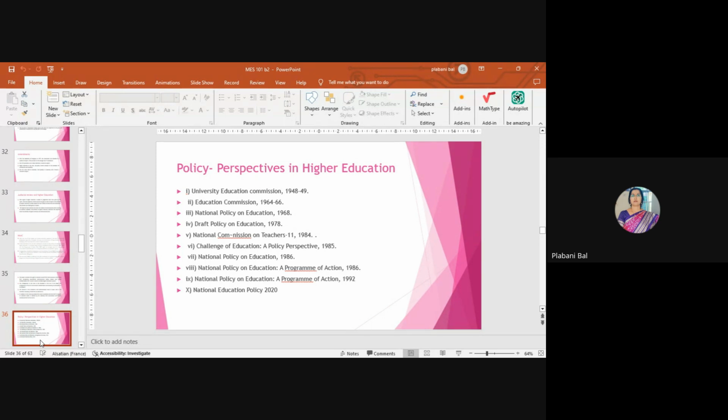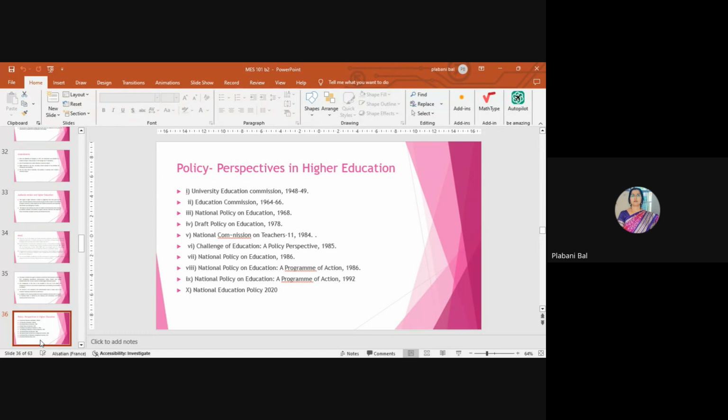So next we will proceed to the policy perspective in higher education. When we say policy perspective, you will know what the major landmarks are in the evolution of policy in higher education. There are different policies, starting from 1948-49. So identify the major landmarks in the evolution of the policy in higher education.